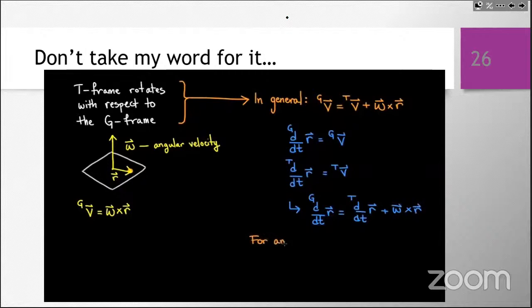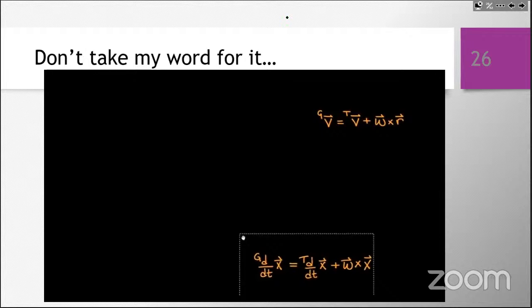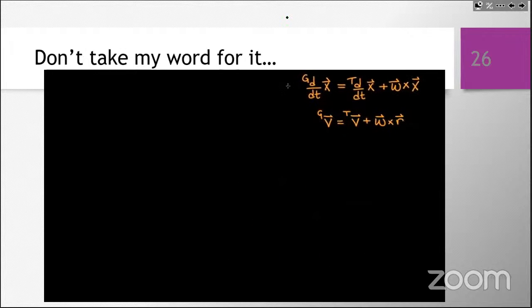We can generalize this formula for how to take the time derivative in the G frame of any vector x in terms of its T frame derivative. This formula holds when the T frame is rotating, but not translating with respect to the G frame. Use this formula to take the time derivative of velocity.